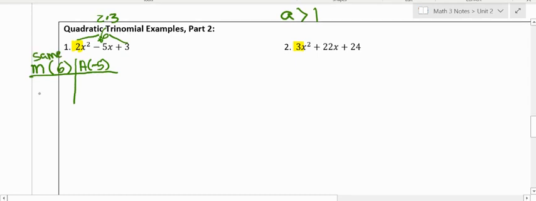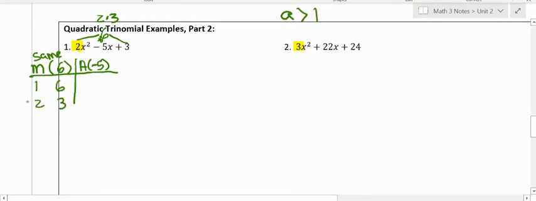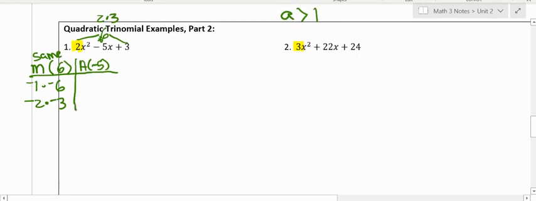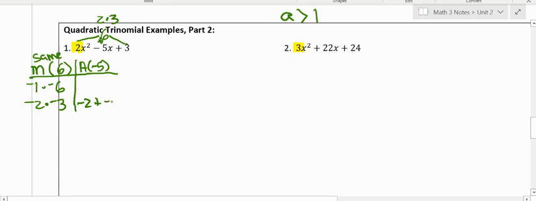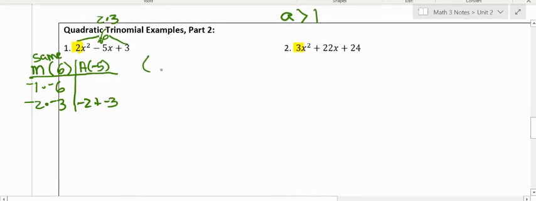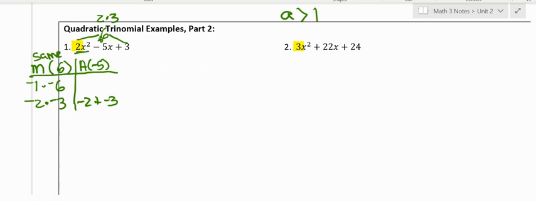But they're both going to be negative. So if I list my factors of 6, I could see I'm going to use negative 2 times negative 3, because negative 2 plus negative 3 gives me negative 5. Now I can't just simply say x minus 2, x minus 3, because if I multiply this back out, I'm not going to get 2x squared. I'm going to get just an x squared.